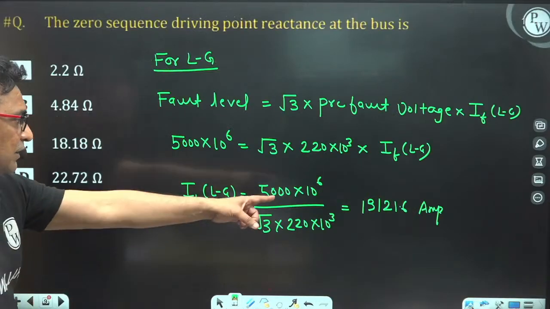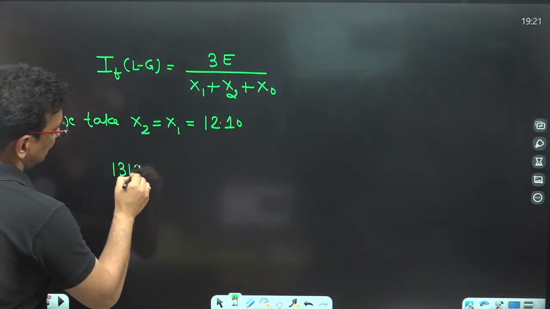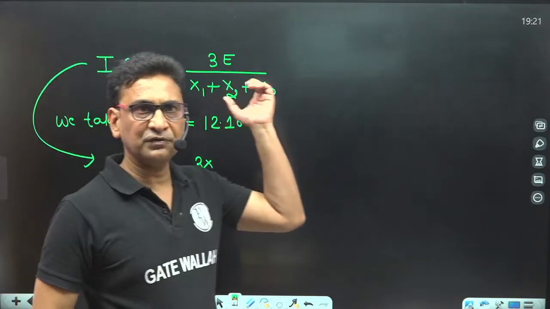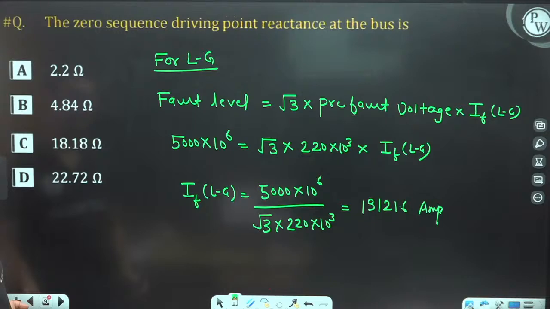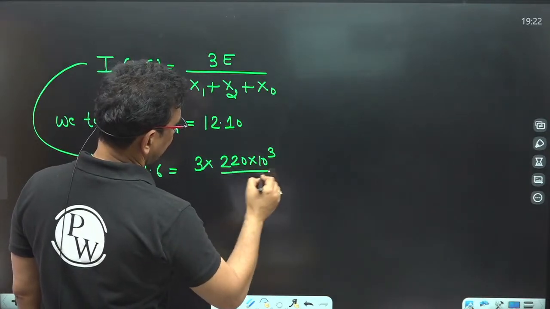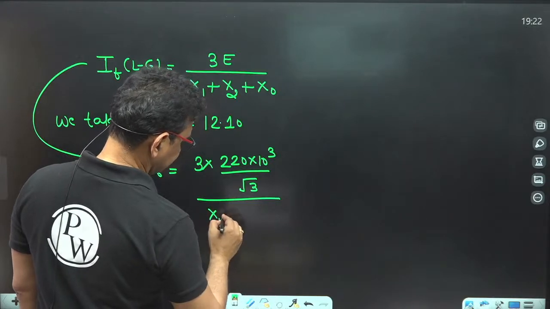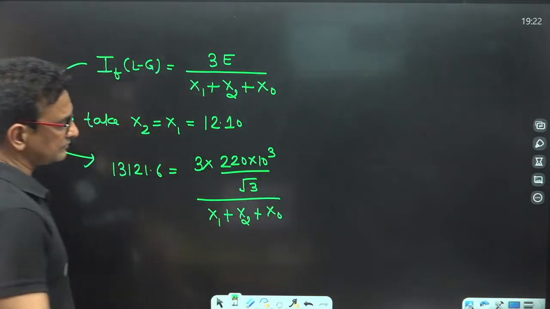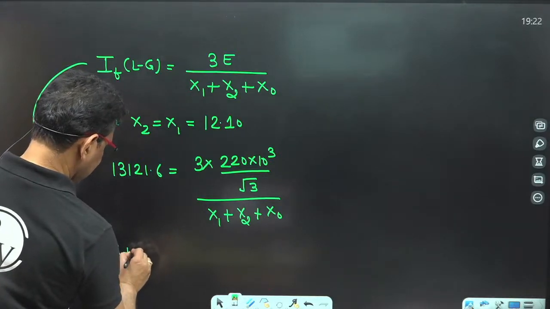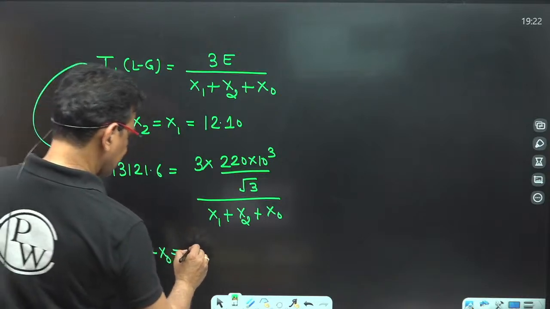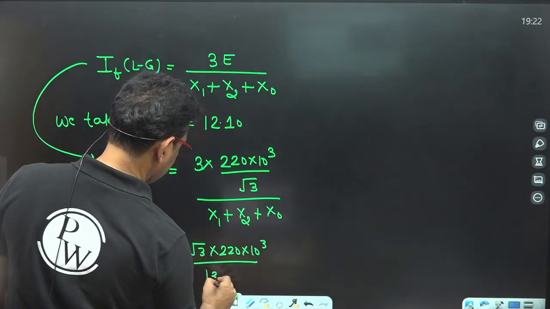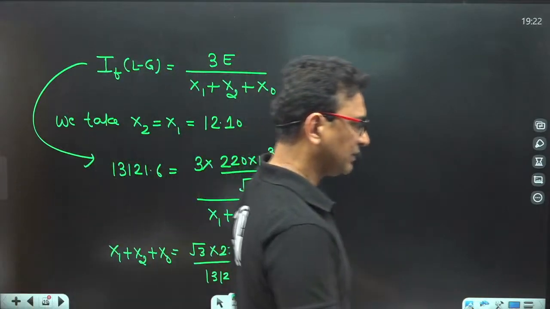So this is 13121.6, the fault current for the line to ground fault, equals 3E over x1 plus x2 plus x0. E, again I told you, always take as the per phase voltage, and the per phase voltage here is 220 kV, so 220 into 10 raised to the power 3 divided by root 3. Now we know the values of x1 and x2, then you can easily find out the value of x0. Clear? So x1 plus x2 plus x0 is root 3 into 220 into 10 raised to the power 3 divided by 13121.6. Now calculate this.